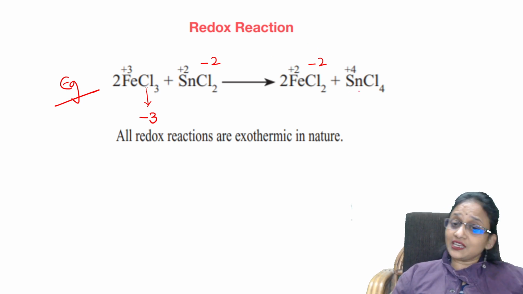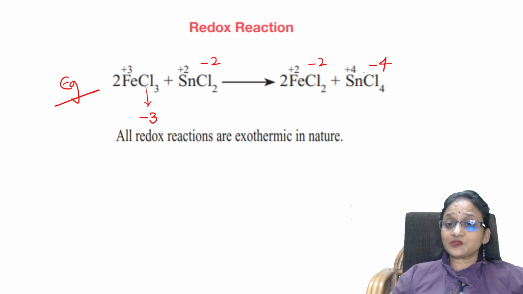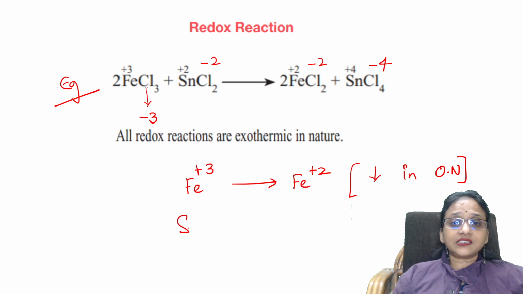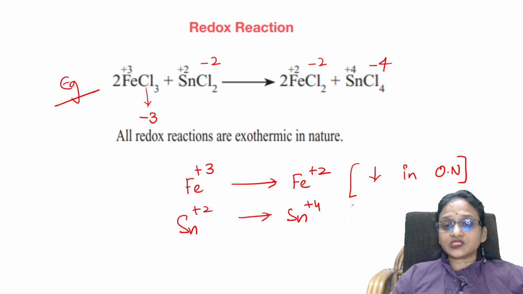Now in the same way, SnCl4. In this, it is minus 4 and this is plus 4. Correct? Now check, students. This is a redox reaction. Why? In case 1, let us see, Fe plus 3 is getting converted to Fe plus 2. What is happening here? There is a decrease in oxidation number. Am I right? Yes. Now, second thing, SnCl2 from plus 2 is going to plus 4. What is this, students? It is nothing but increase in oxidation number.